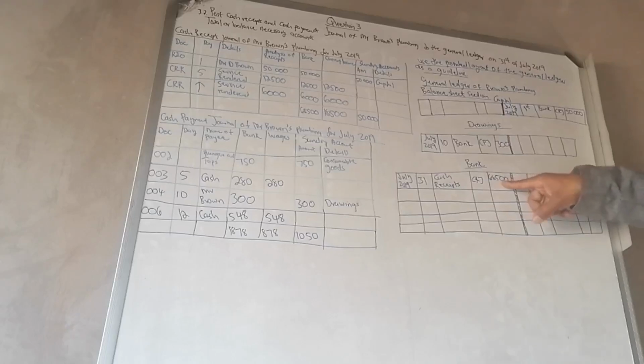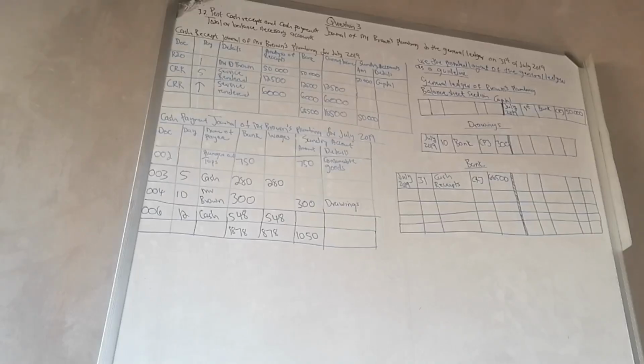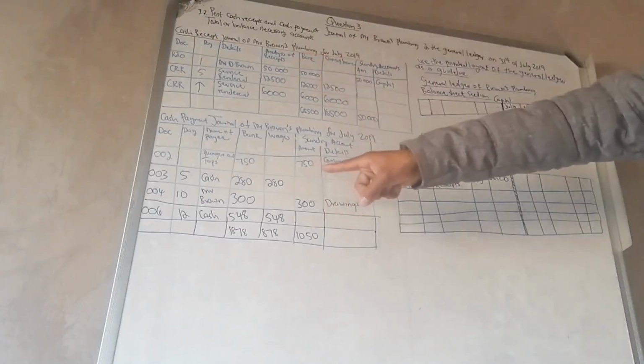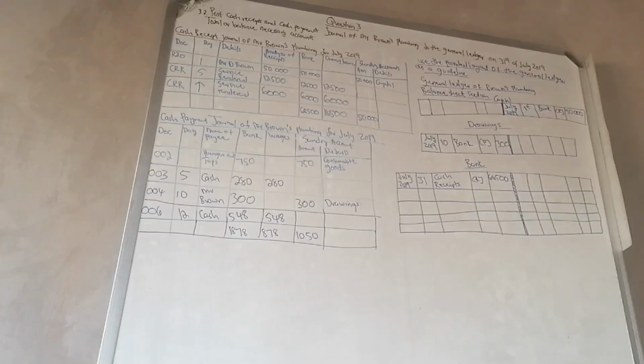The total amount of the receipts, 68,500, goes on the left side of the bank. On the left side, we record the cash receipt journal. On the right side, we record the cash payment journal, because the bank is affected by cash receipts and by cash payments.